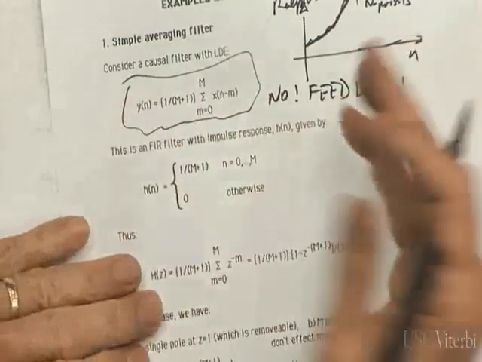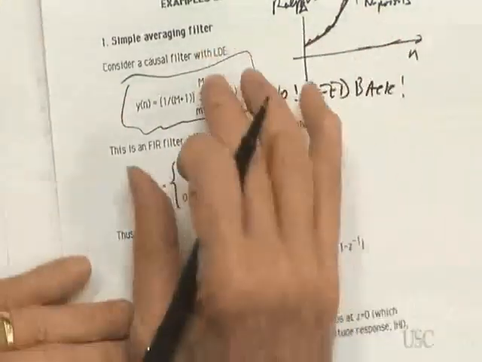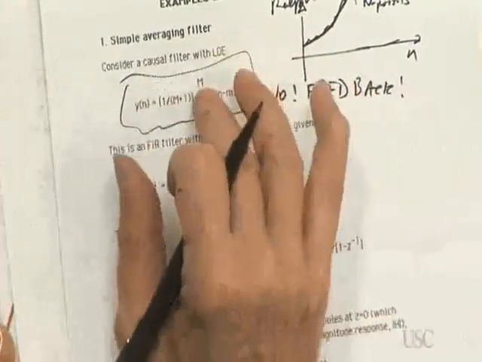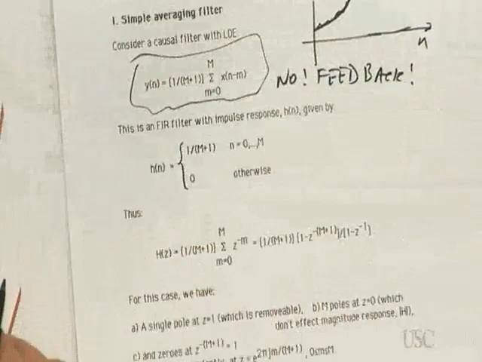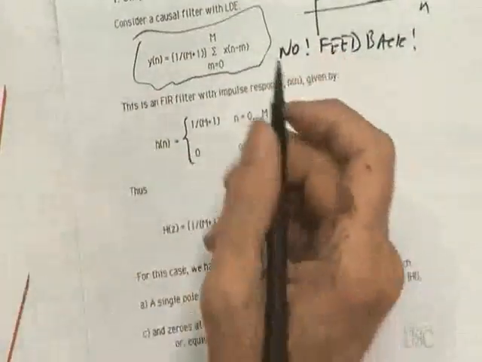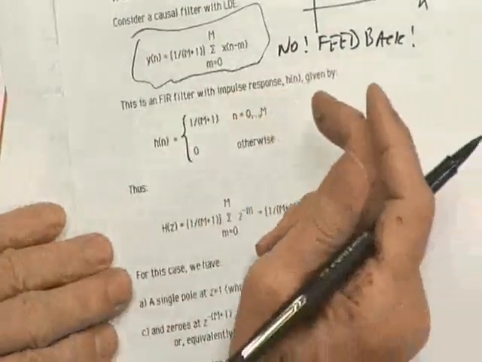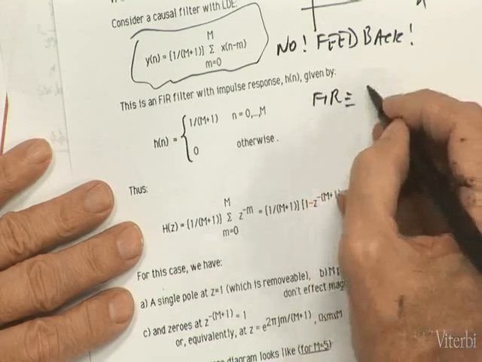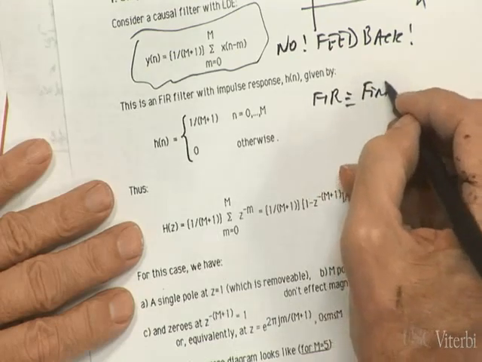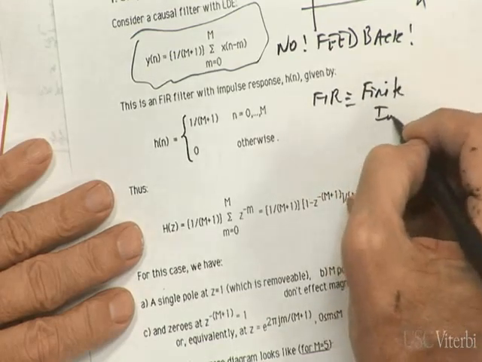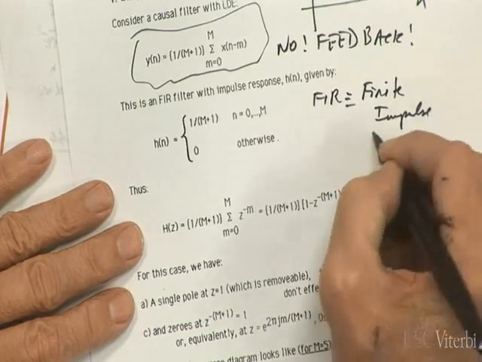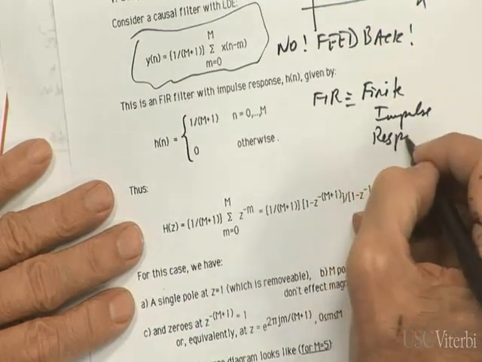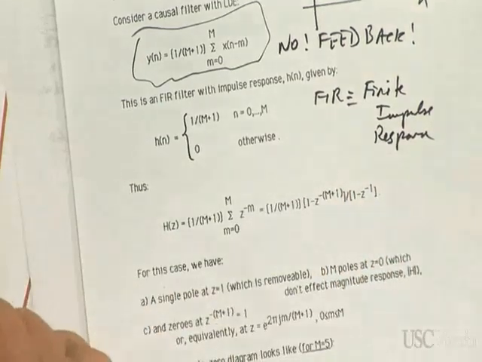In terms of implementation, depending on what M is, it requires a lot of adders, but at least there's no feedback. So for that reason, it is called an FIR filter, which stands for finite impulse response filter. Okay? Finite impulse response. Why? Because the impulse response is finite duration.